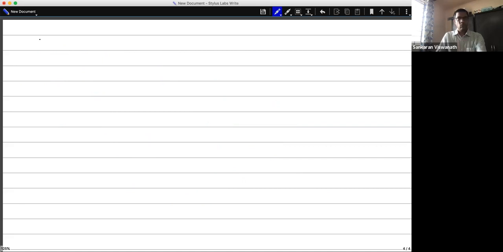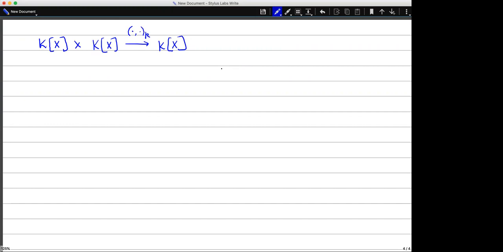So what have I defined? We have defined a map. It's an inner product, a form from K_x cross K_x to K_x. Don't you want K on the right side? K on the right side, yes.